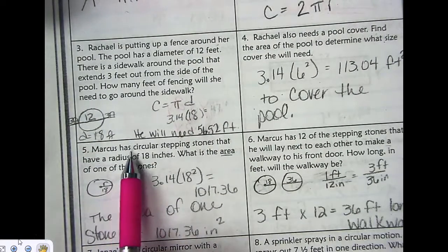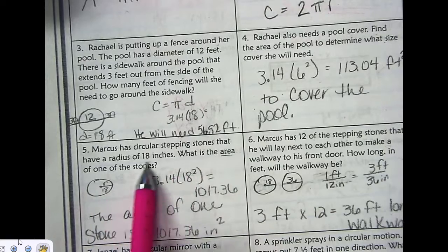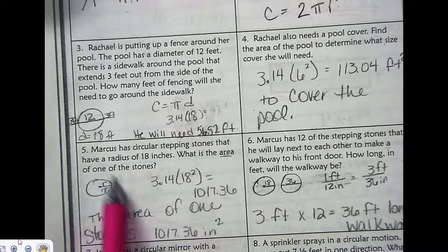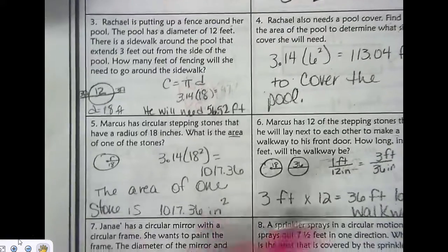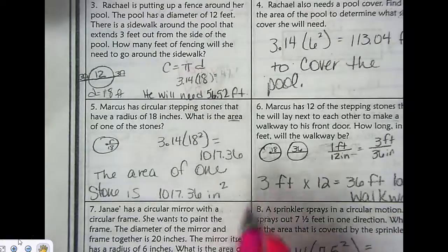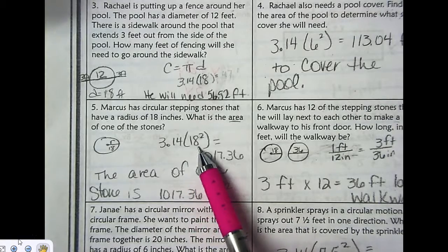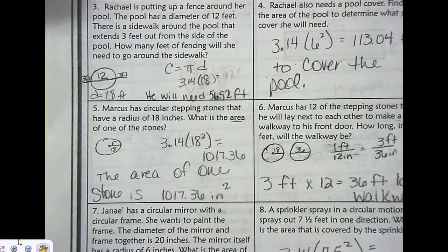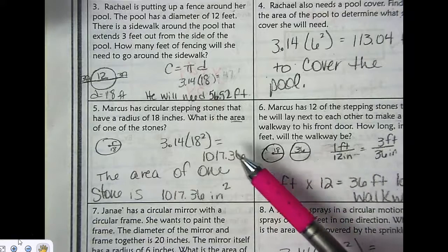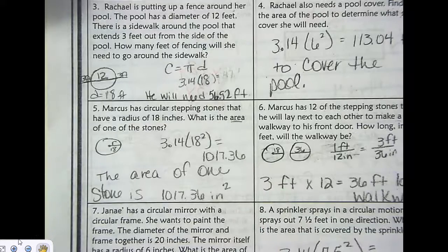Five, Marcus has circular stepping stones that have a radius of 18 inches. So I drew a circle. The radius is 18 inches. What is the area of one stone? Area equals pi r squared. So 3.14 times 18 squared. And you should have gotten 1,017.36 inches squared, the area of one stone. So far, so good? No questions?